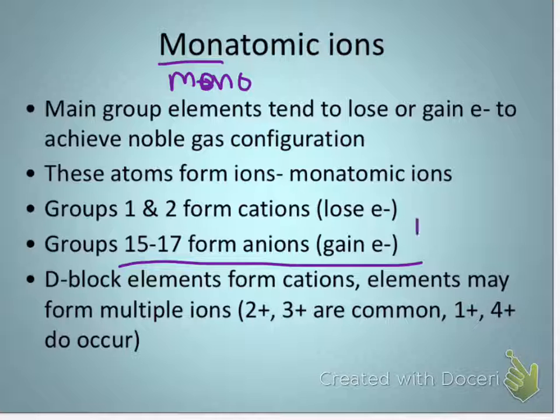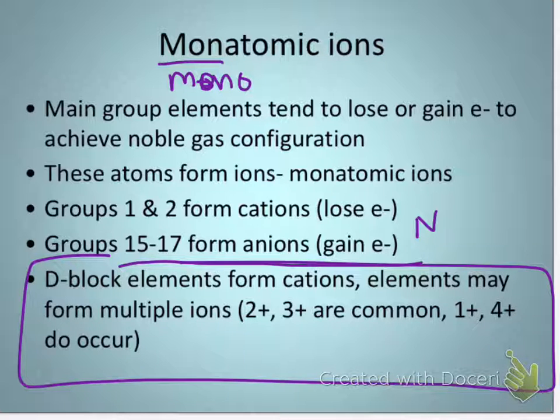15 starts with nitrogen. That was my problem. And those nitrogen over to 17 do tend to gain electrons, so they form what kind of ions? Anions. Negative ions, because they will have more electrons than they do protons. The D block are the weirdos. We're not going to start to talk about those until later tomorrow.